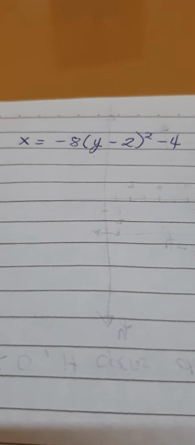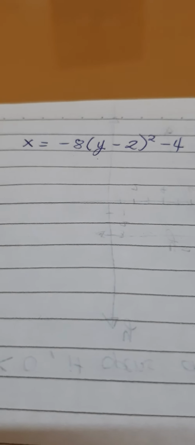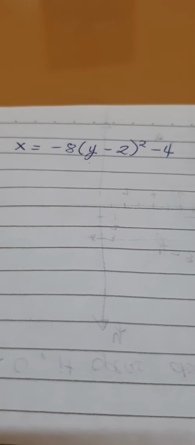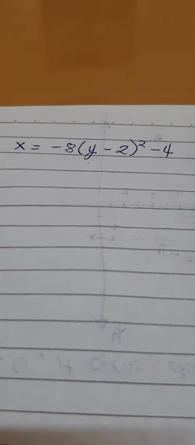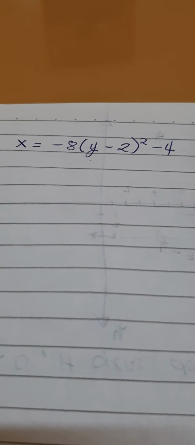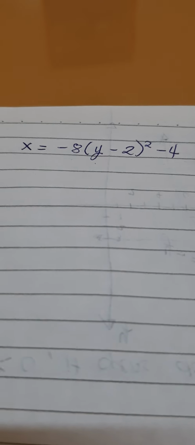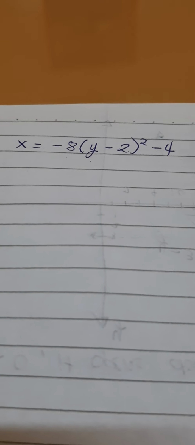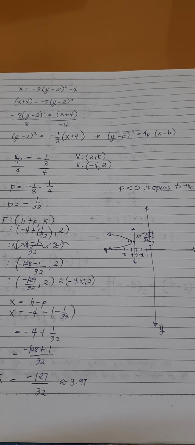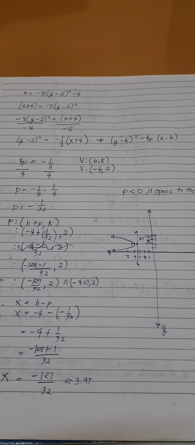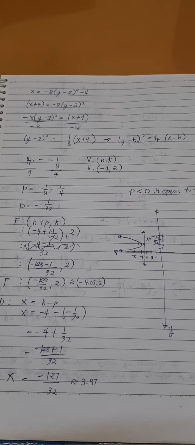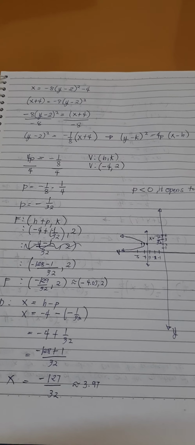So what if we have this equation, which is x equals negative 8 times the quantity of y minus 2 squared minus 4. How are we going to find the point of the focus and the equation of the directrix? For the solution, let's talk about that in this video. So we have here the solution for the equation x is equal to negative 8 times the quantity of y minus 2 squared minus 4.